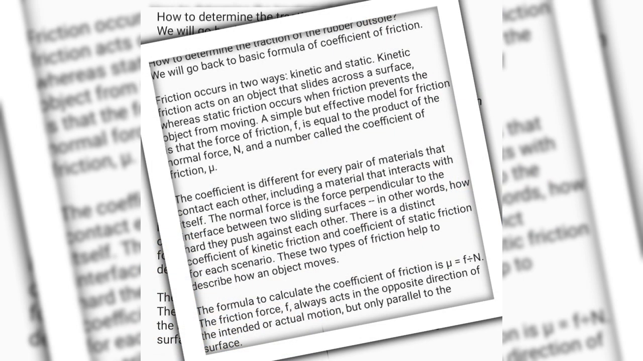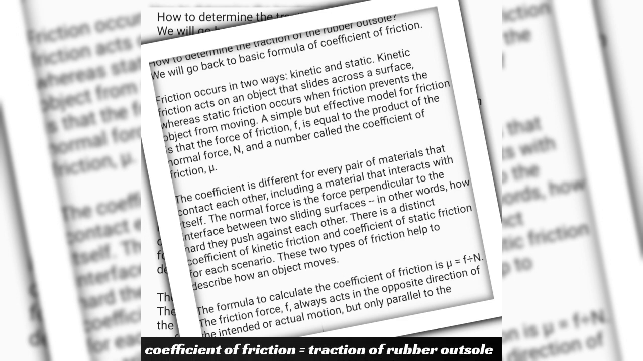How to determine the traction of the rubber outsole? We will go back to the basic formula of the coefficient of friction. Friction occurs in two ways, kinetic and static. Kinetic friction acts on an object that slides across a surface, whereas static friction occurs when friction prevents the object from moving. A simple but effective model for friction is that the force of friction, F, is equal to the product of the normal force, N, and a number called the coefficient of friction, mu.